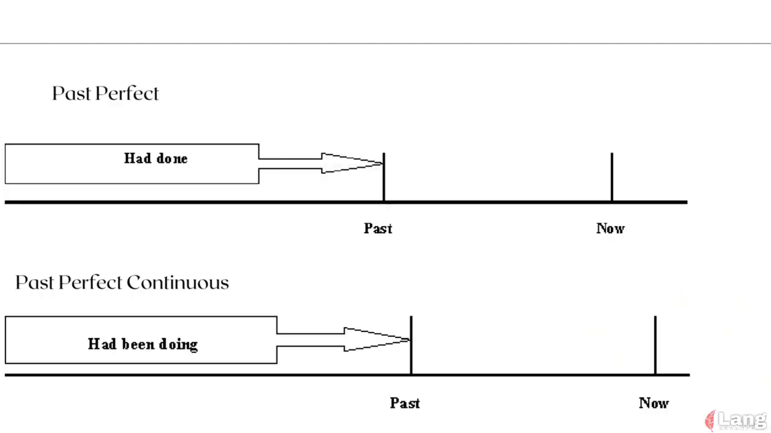Here's a picture of the past perfect. There's the point in the past. Before the point in the past, it's something that we had done. It's done, it's finished. Past perfect continuous, we have the point in the past, and then we have something we had been doing, which was happening continuously. It may still be happening.